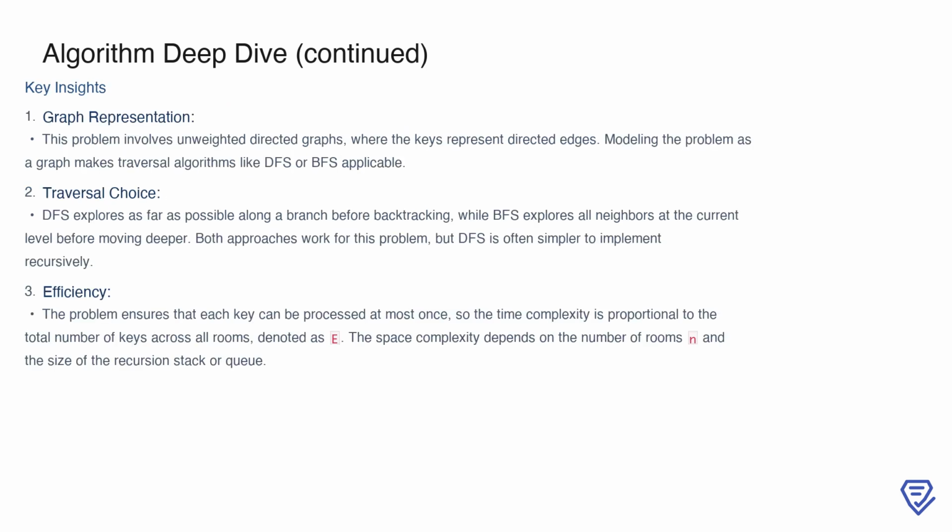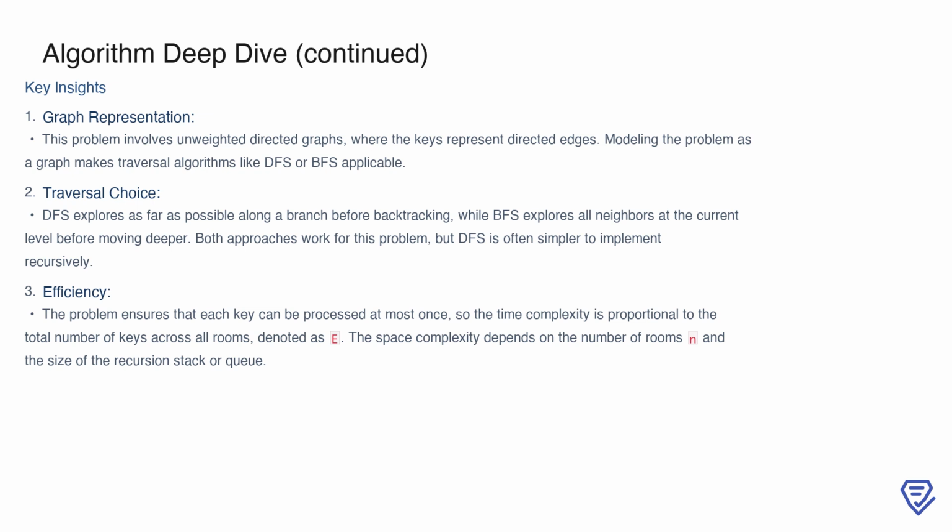This problem leverages key insights from graph theory. The rooms and keys form an unweighted directed graph, making traversal algorithms like DFS and BFS highly applicable. DFS is particularly useful here as it explores as far as possible down a path before backtracking, and it can be implemented recursively for simplicity. BFS, on the other hand, processes all neighbors level by level, which can also work.